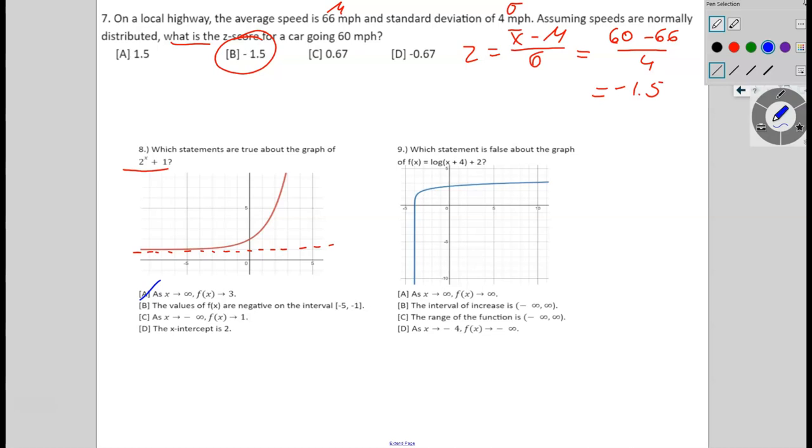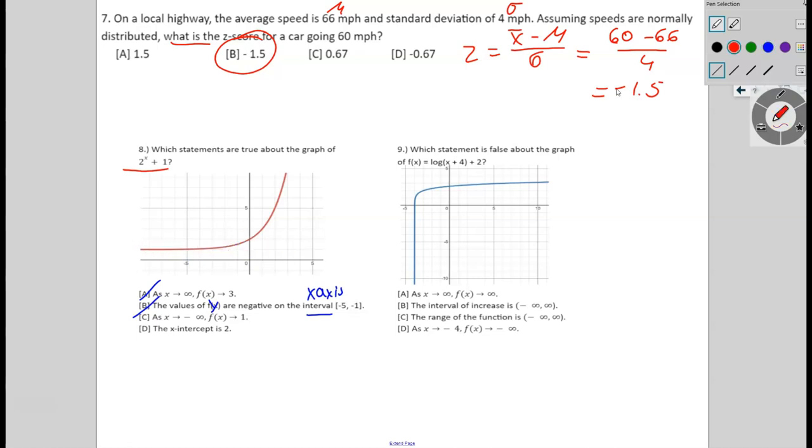B, the values of f of x, which are my y's, are negative on the interval of -5 to -1. Remember, the interval means x-axis. So this is the range, -5 to -1. Between here and here, they're saying the values of this function are negative. That is also not correct. They are positive.